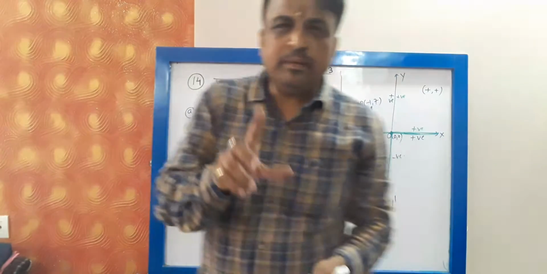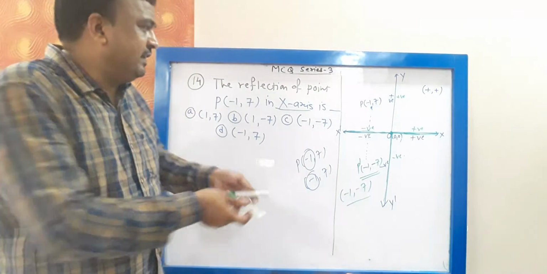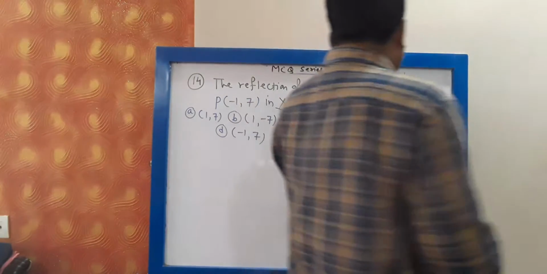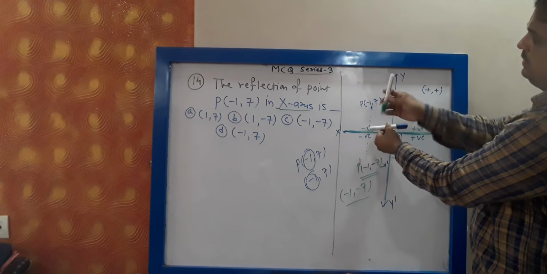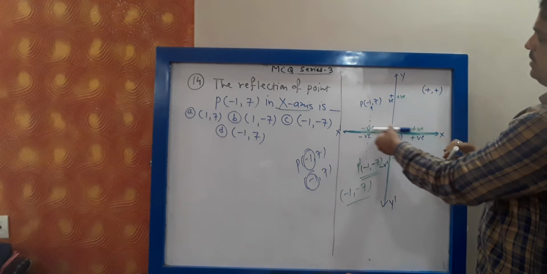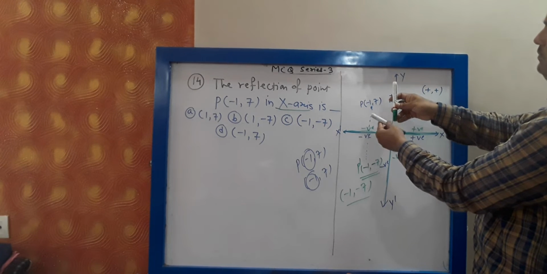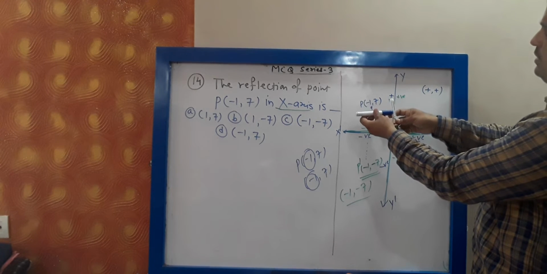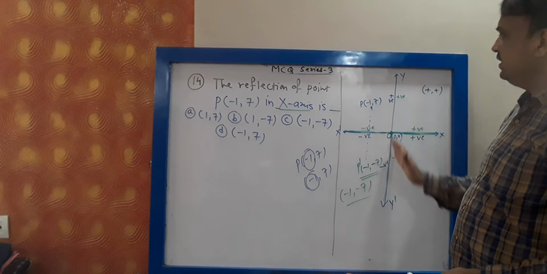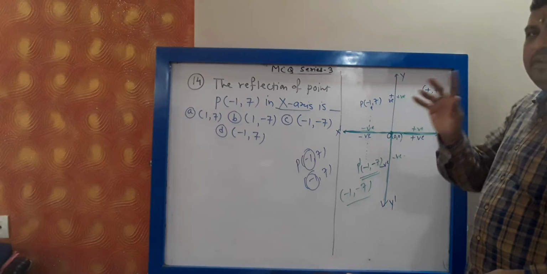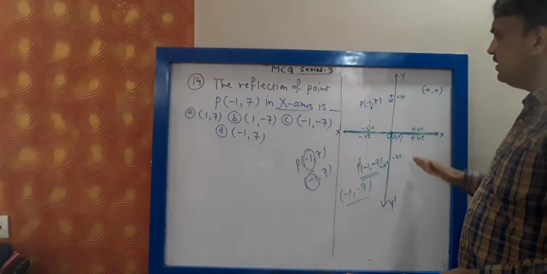And students, you remember, when you have to take reflection about the x-axis, you have to move vertically. And when you have to take reflection about the y-axis, you have to move horizontally. And when you have to take reflection about the origin, you have to move diagonally.